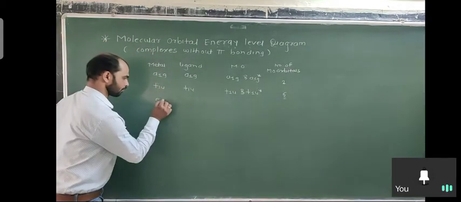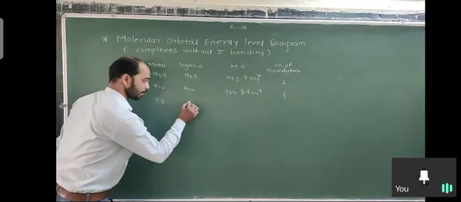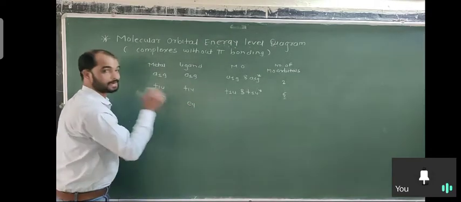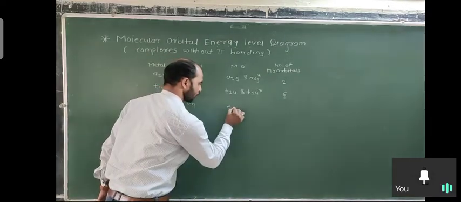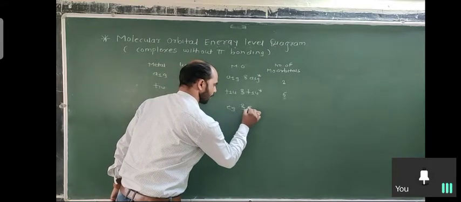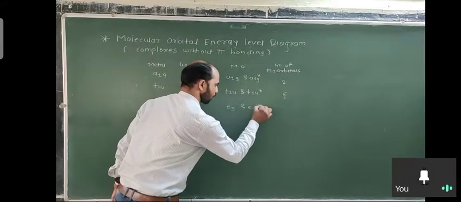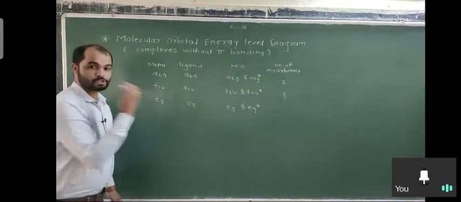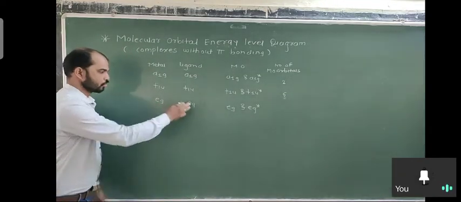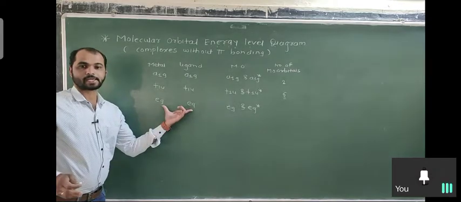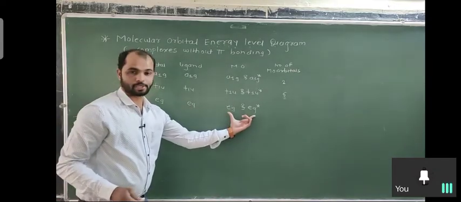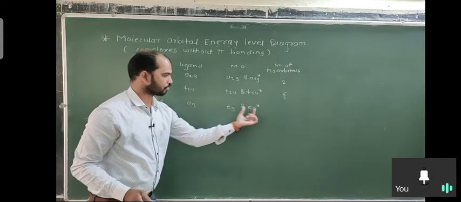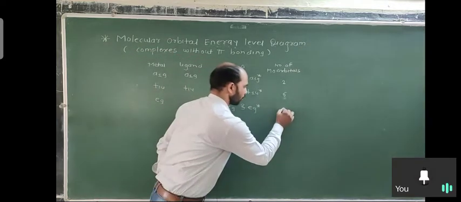Next, Eg combines with Eg of the ligand. So here there is formation of Eg and Eg star. Eg means doubly degenerate, so 2 plus 2, the 4 atomic orbitals combine together to form 4 molecular orbitals, 2 bonding and 2 anti-bonding, so total 4.